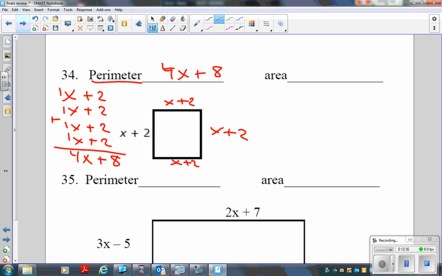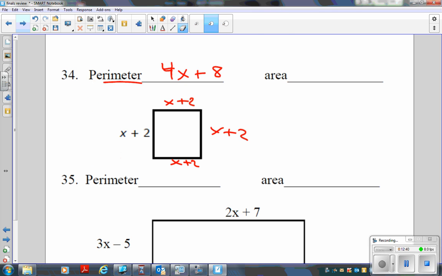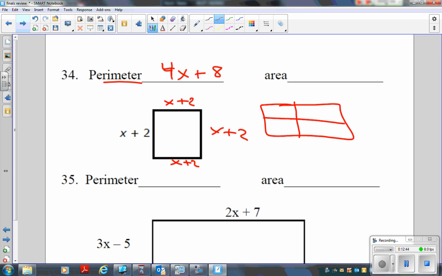As for the area, you got to multiply length times width. And if you multiply these, you're going to have to use the box method. X plus 2 times x plus 2 gives me x squared, 2x, 2x, and 4. These two add together. I end up with x squared plus 4x plus 4.